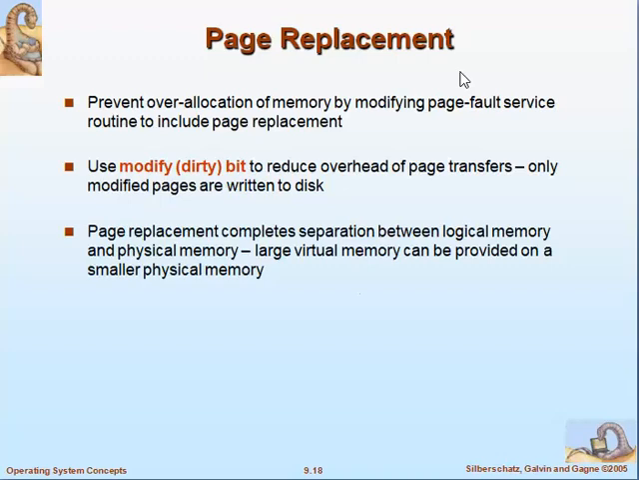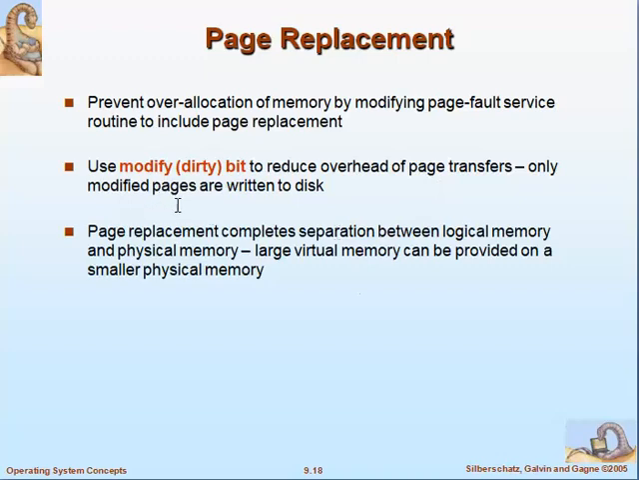So if you see, there are two transfers. Okay, there is an overhead of page transfer. One is we have to swap out one page from the frame to the disk, and another one is from the disk to the frame. So there is an additional overhead.